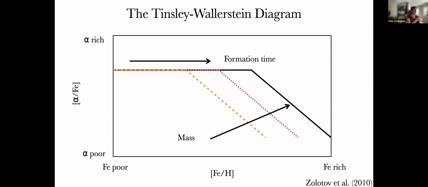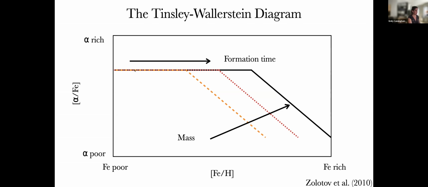So here, just to motivate this a little further, I'm showing you what's now called the Tinsley-Wallerstein diagram for how alpha, or magnesium, for the purposes of this talk, I'm only talking about magnesium, but how alpha elements produced in type 2 supernovae over iron versus iron on hydrogen evolve in time in a dwarf galaxy.